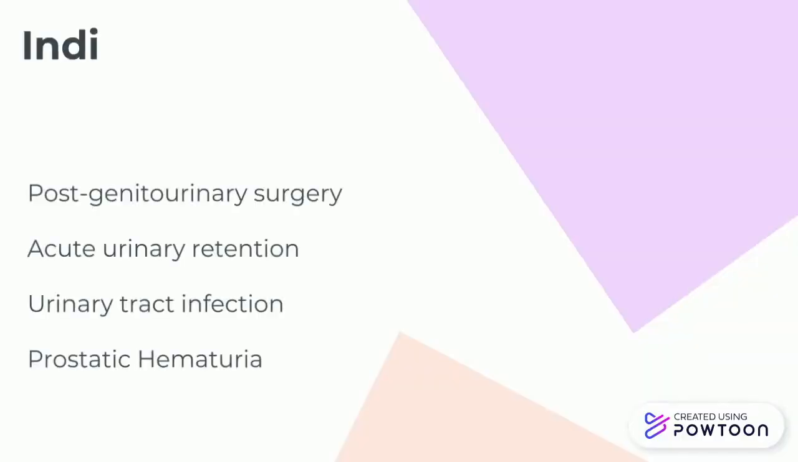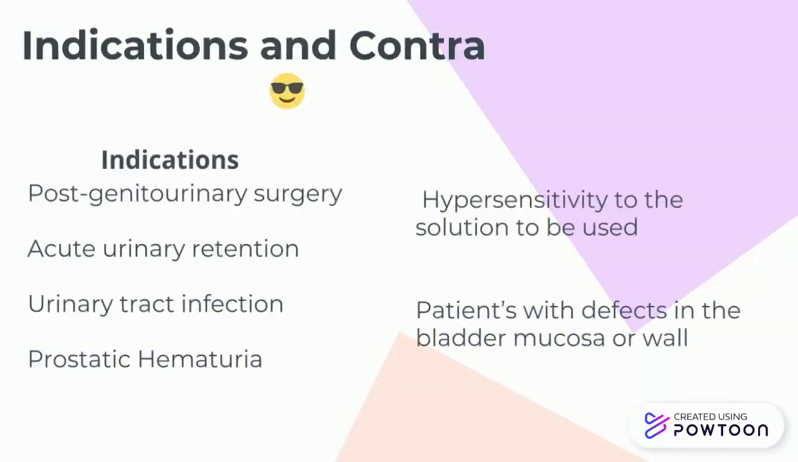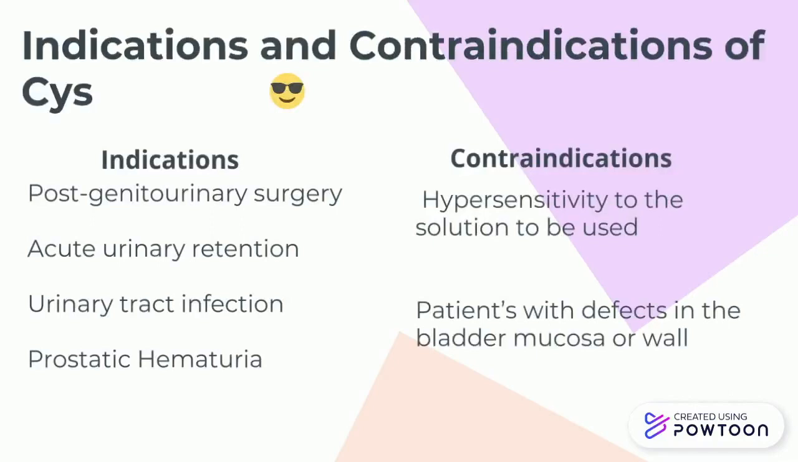For indications of cystoclysis, we have post-genitourinary surgery. This can help by preventing blood clot formation that may cause blockage to the bladder. We also have acute urinary retention. This can help drain the urine retained in the bladder, thus relieving bladder spasm.